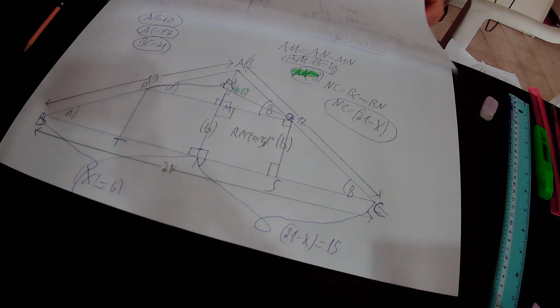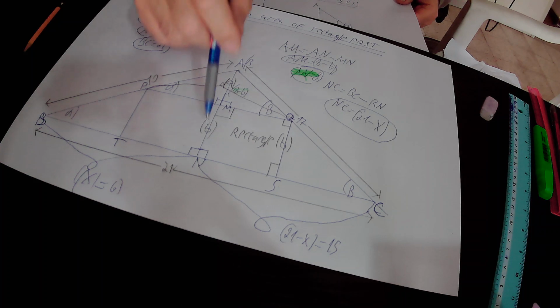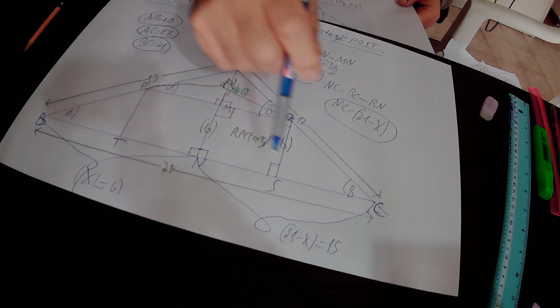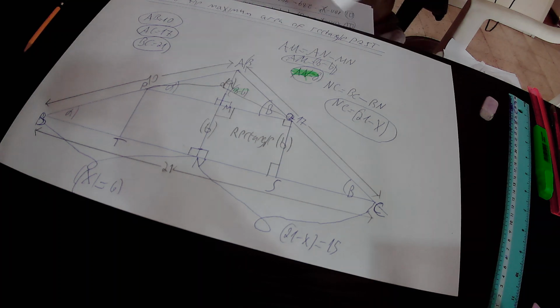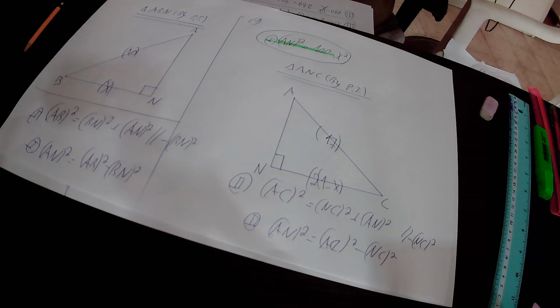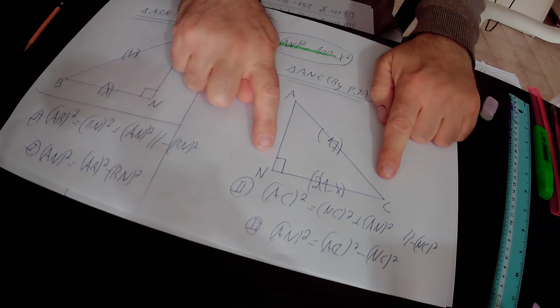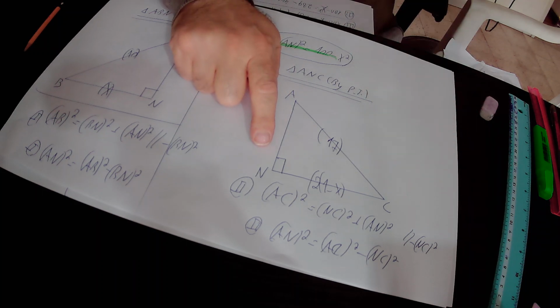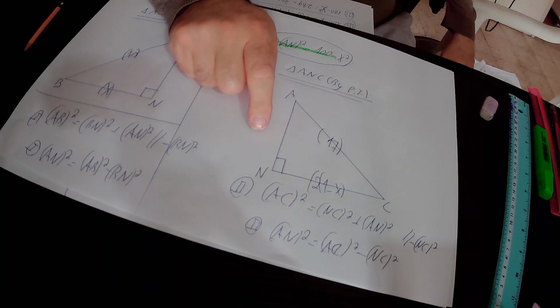In the next step, I copied this right triangle, triangle ANC, to a new page and implemented the Pythagorean theorem on it. This is the right triangle ANC that I copied from the original drawing. In this right triangle, it is given that the hypotenuse AC equals 17 units in length. We already found out that NC equals 21 minus X units in length, and the side AN is unknown.